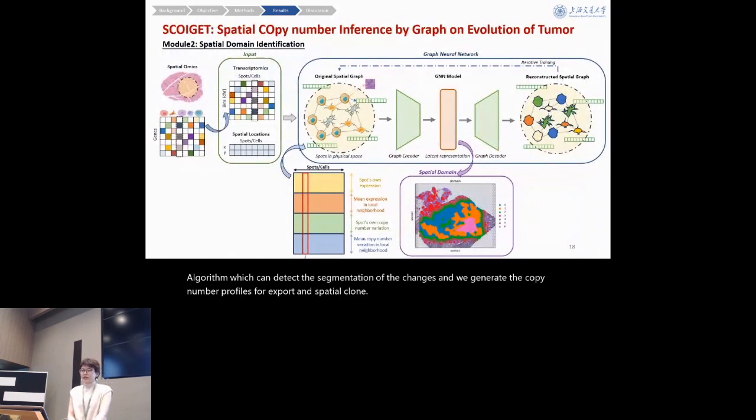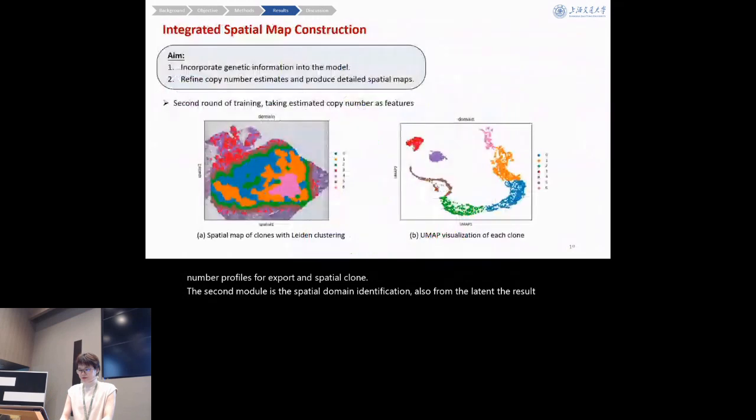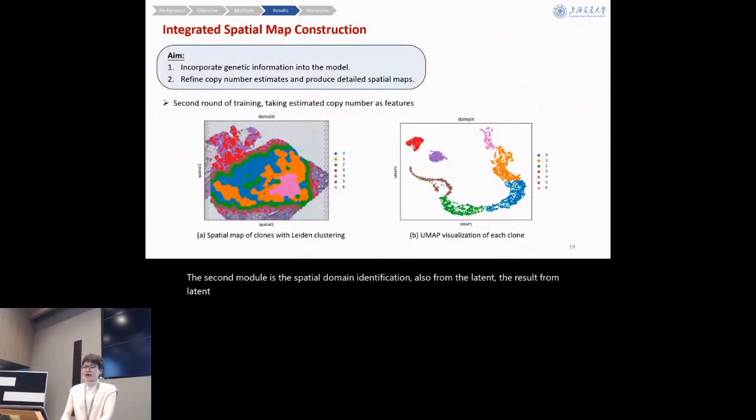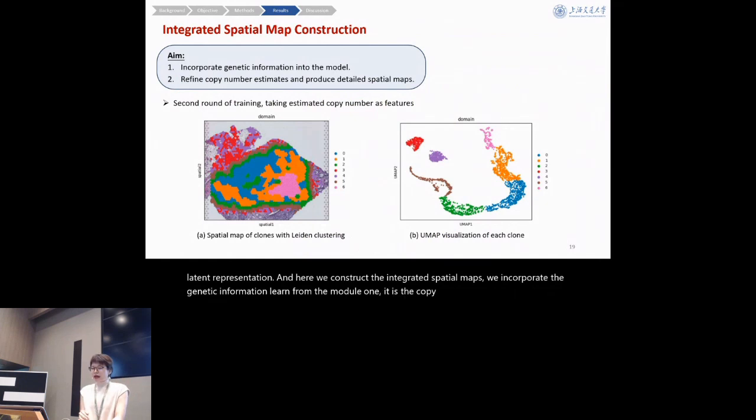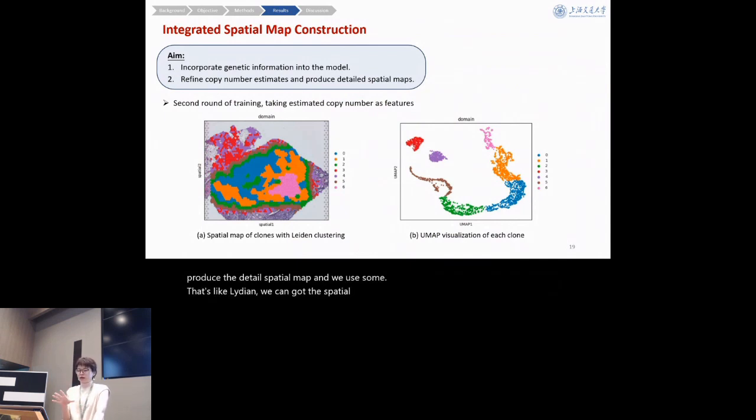The second module is the spatial domain identification, also from the result of the latent representation. And here we construct the integrated spatial maps. We incorporate the genetic information learned from module 1. It is the copy number variation result. And we add this kind of information into our model and refine the copy number estimates and produce the detailed spatial map. And we use some clustering method like Leiden. We can get the spatial map clustering of the tissue.